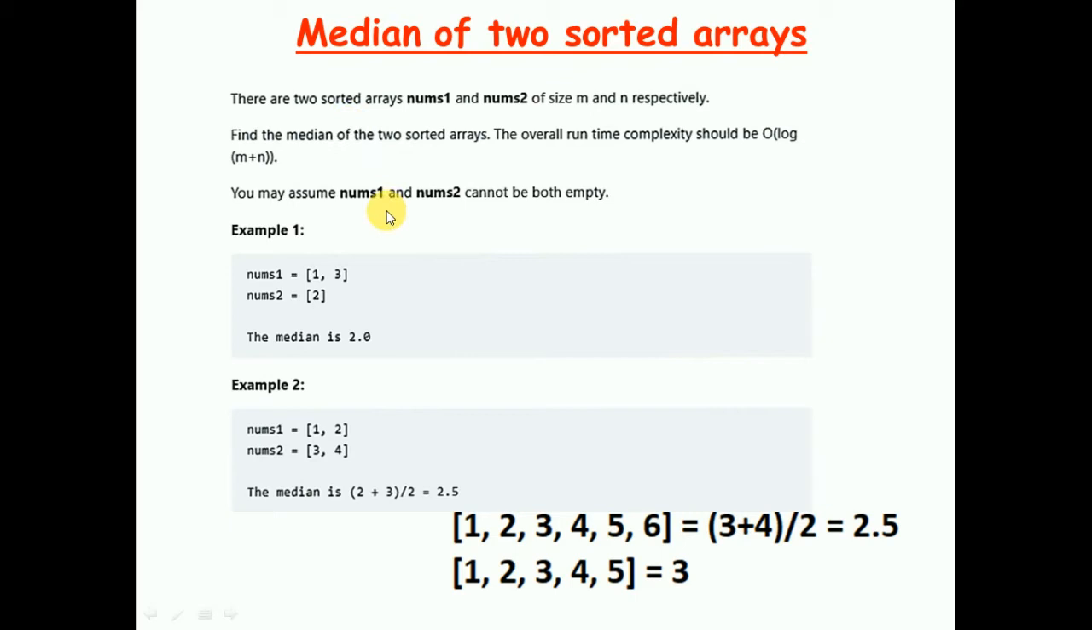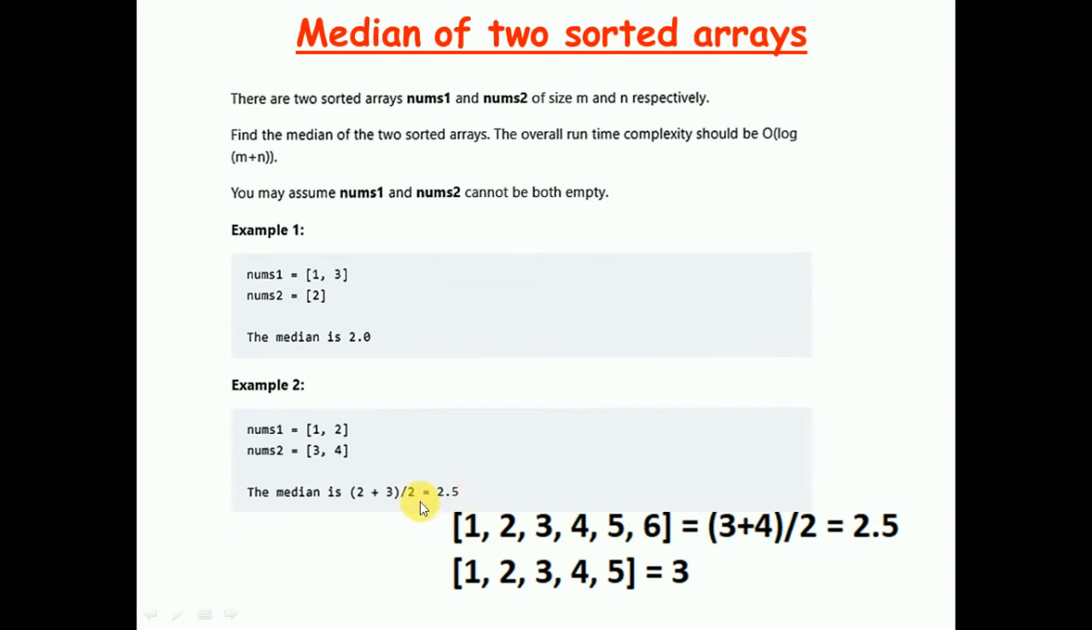We may assume that nums1 and nums2 cannot be both empty. That means one list may be empty, but the two lists cannot both be empty. Okay, so these are the constraints. So let's head over to the examples. There is 1 and 3 in one list, and the second list contains 2 only. So the median of these two lists is 2.0. Another example is 1, 2 and another list 3, 4. So the median is (2 + 3) divided by 2, which is 2.5.